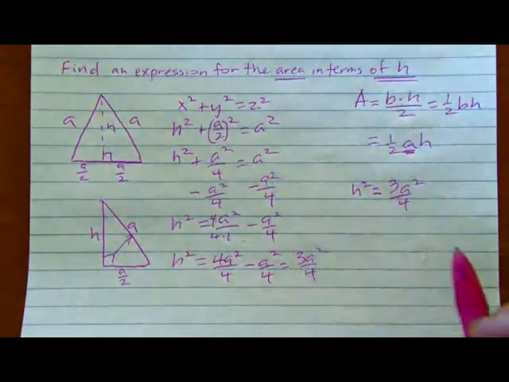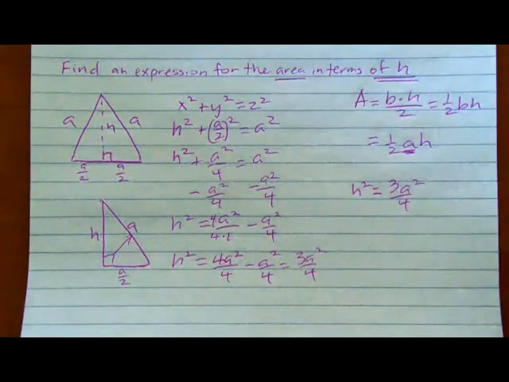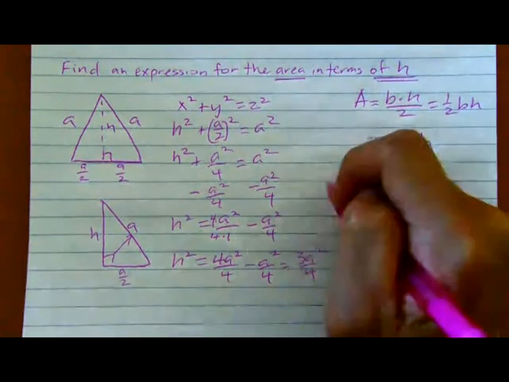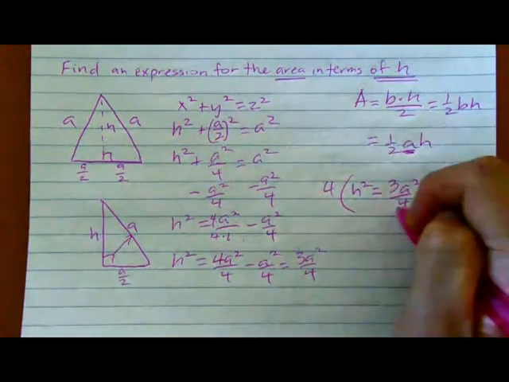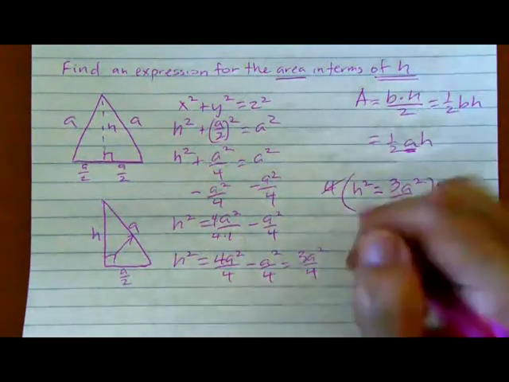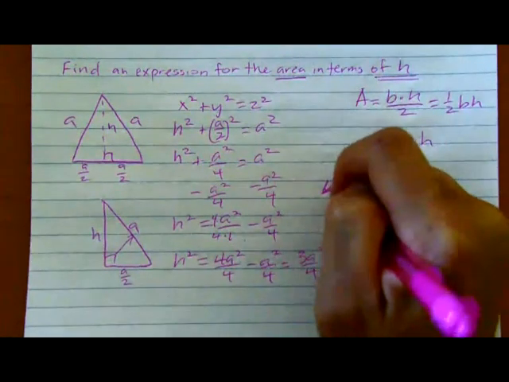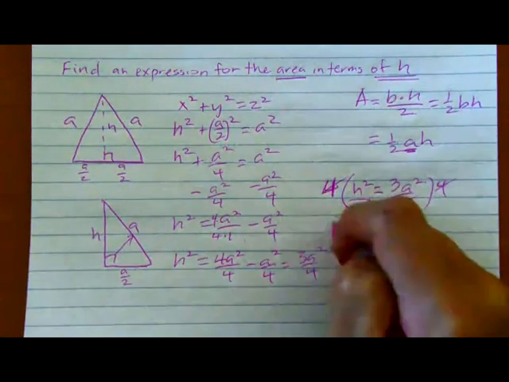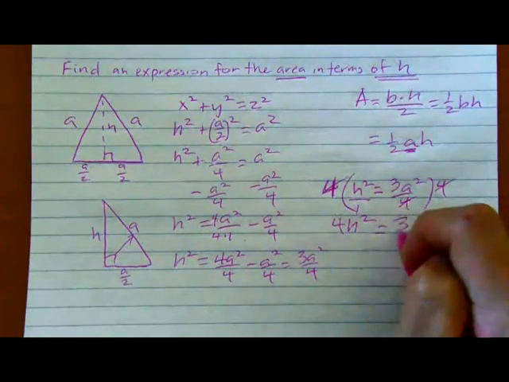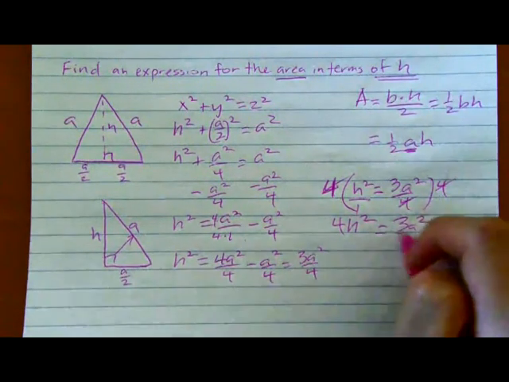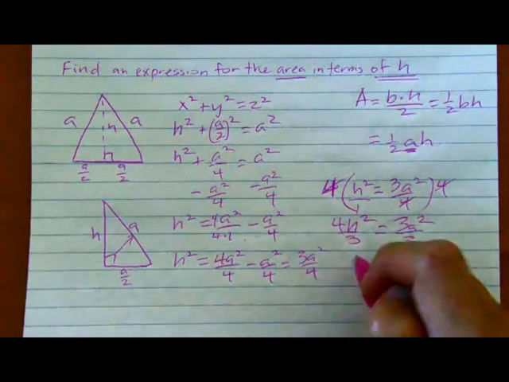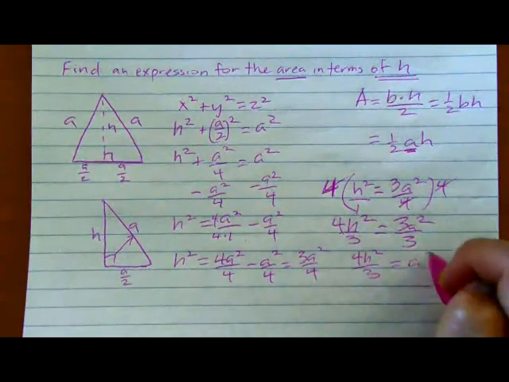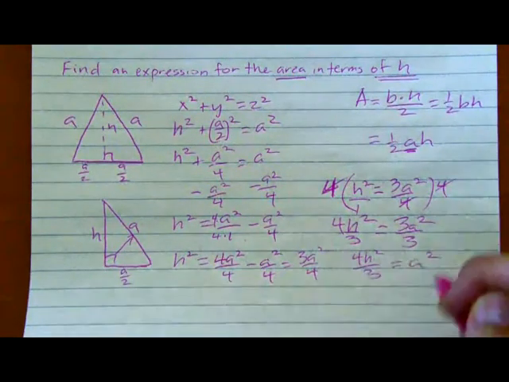If we can get a by itself, we can plug it in here and we'll have a formula. I'm going to multiply both sides by 4. That'll get rid of the fraction. Oh, shoot. Sorry, that doesn't cancel. There's nothing to cancel with. Okay, so 4h squared equals 3a squared. Divide by 3. So 4h squared over 3 equals a squared. Now I just square root both sides.